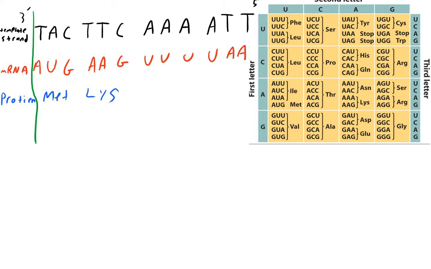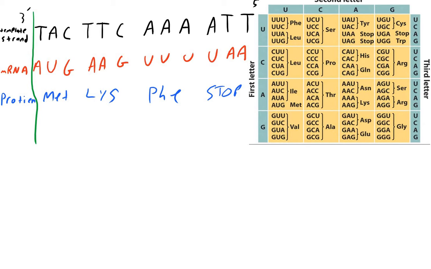Then UUU is going to be PHE. And then UAA, that's going to be the stop codon. This is extremely important for all proteins and all amino acids, just so we know that the protein needs to be stopped being made. You don't have to go on forever.